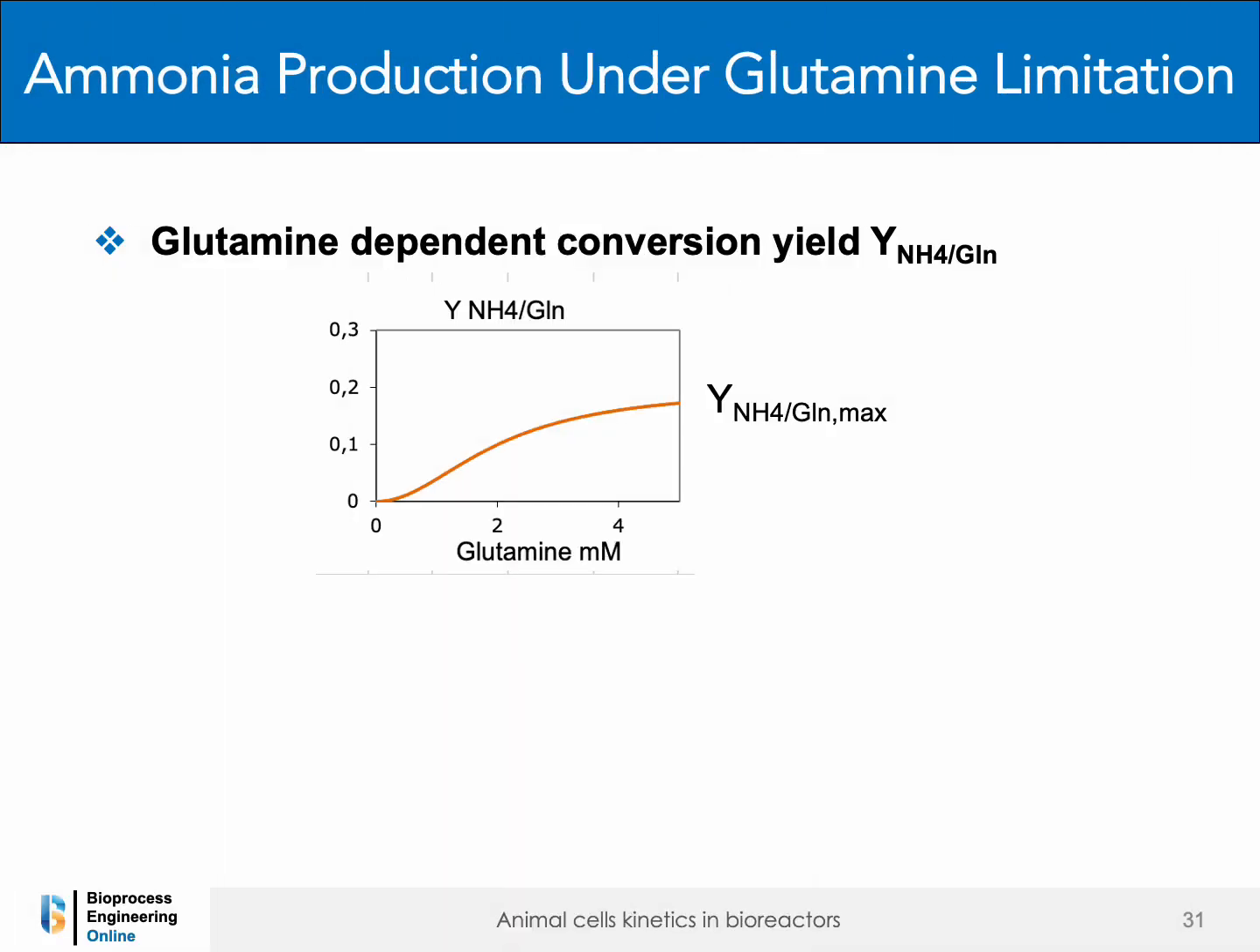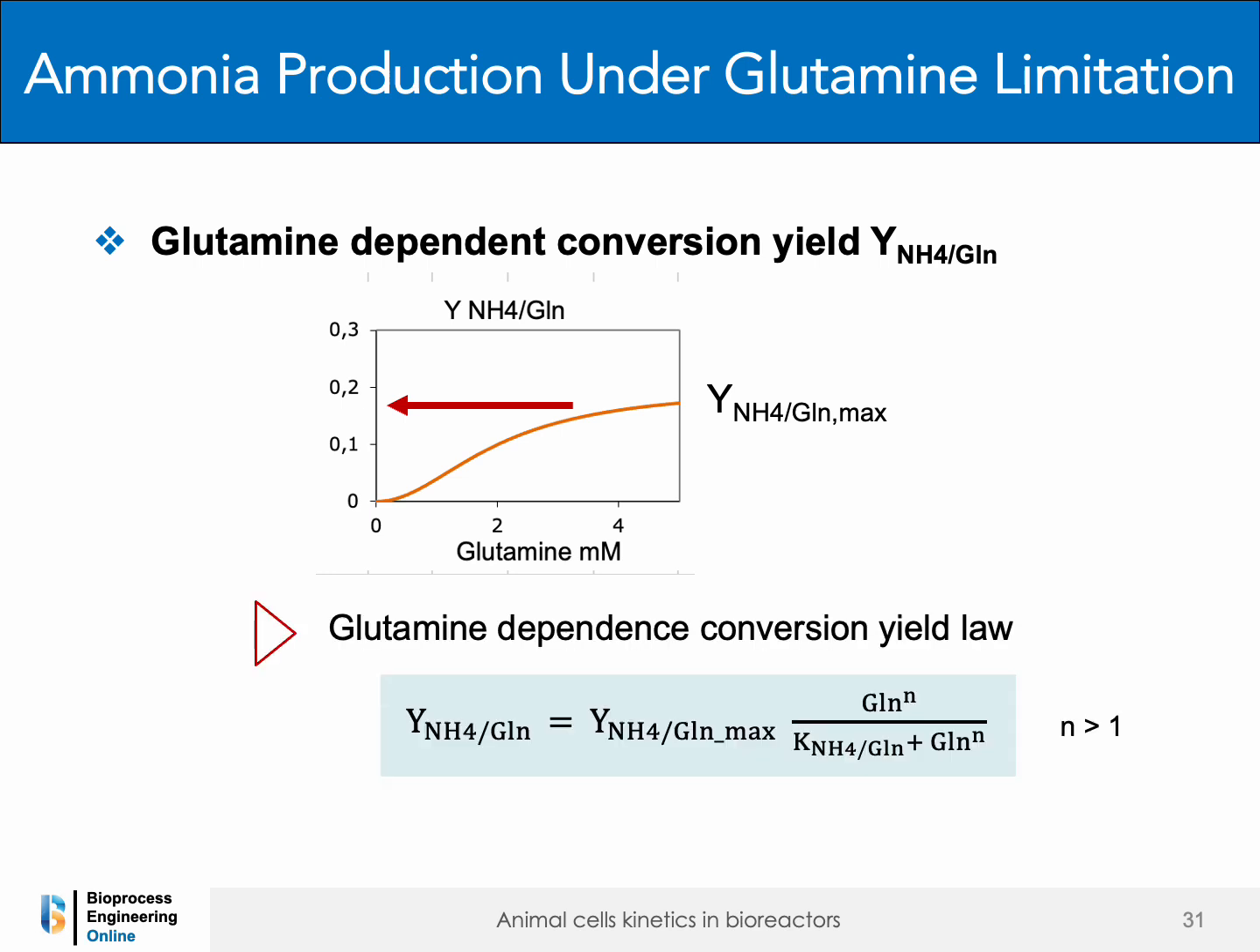A similar phenomenon is observed for ammonia production. Ammonia is generated during glutamine metabolism. When cells are maintained for extended periods under low glutamine concentrations, they gradually reduce ammonia production. Consequently, the glutamine to ammonia yield decreases as glutamine becomes limiting. As for lactate production, this variation can be represented by a sigmoidal kinetic law. The maximum yield is obtained at high glutamine concentrations, while the yield progressively decreases under glutamine limitation. This model reflects the metabolic adaptation of animal cells to nutrient-limited environments and improves the prediction of ammonia accumulation during long-term cultures.